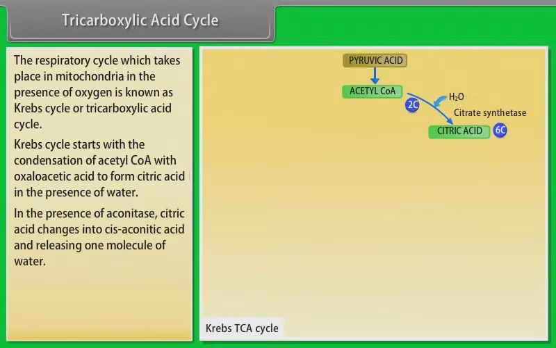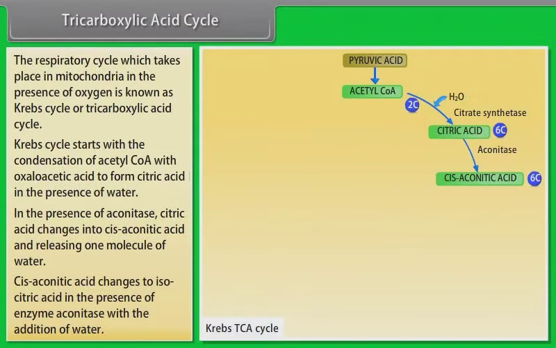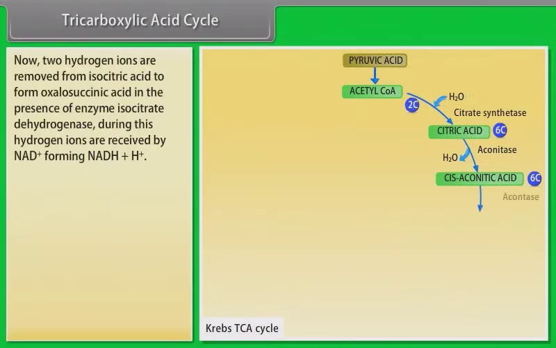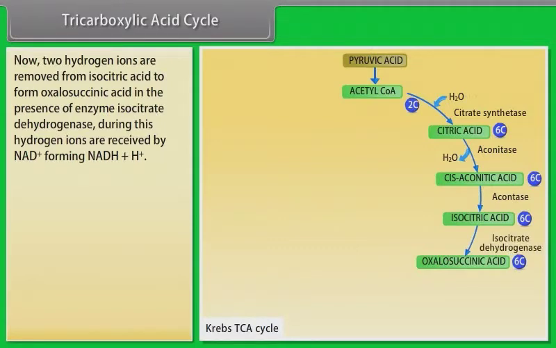In the presence of aconitase, citric acid changes into cis-aconitic acid and releases one molecule of water. Cis-aconitic acid changes to isocitric acid in the presence of enzyme aconitase with the addition of water. Now, two hydrogen ions are removed from isocitric acid to form oxalosuccinic acid in the presence of enzyme isocitrate dehydrogenase. During this, hydrogen ions are received by NAD+, forming NADH plus H+.